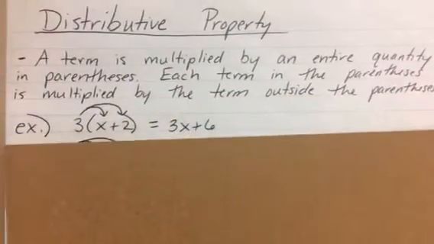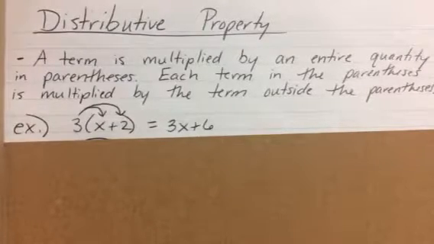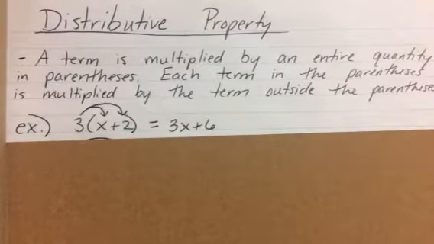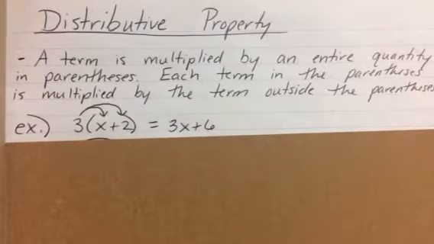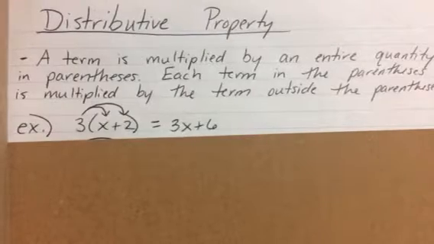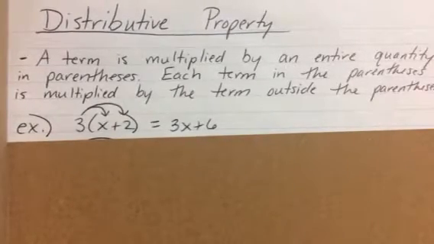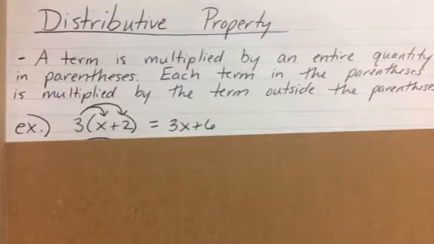So if you take a look at this example, we have 3 times the quantity x plus 2. So the distributive property tells me that 3 times x plus 3 times 2 is equal to what we start off with on the left. And if we do 3 times x, that's 3x plus, and then 3 times 2 is 6. So everything gets multiplied by the 3.